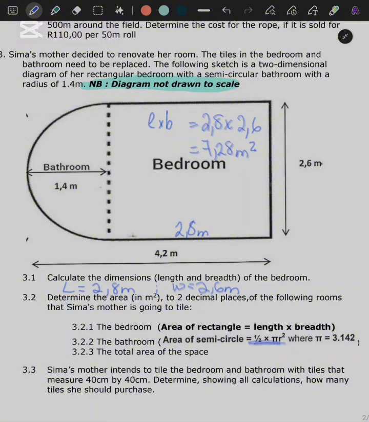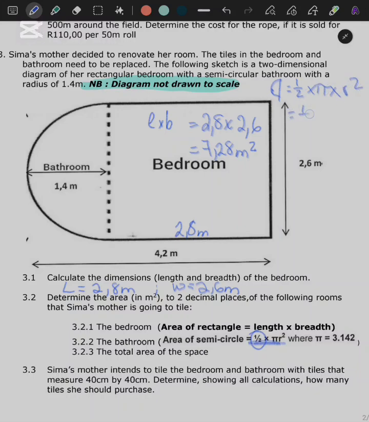Then they want us to do the bathroom, and they've been nice in giving us the formula for the semicircle, not even for a circle. And we know it's a semicircle because of the half over there. So we're just going to substitute it in. I think I'll do it on the side here just for the sake of space. So I'm going to do it over there, the semicircle. We're told it is half times pi times radius squared.